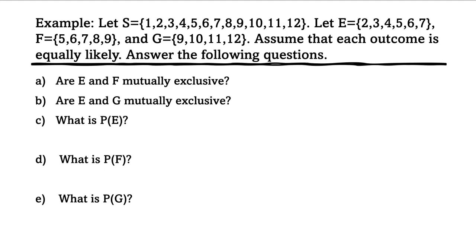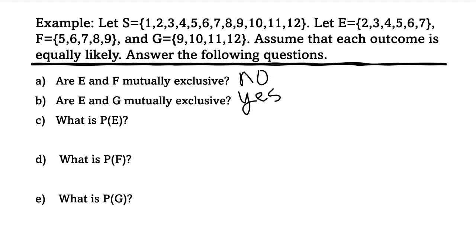All right. So yeah, we will say the answer here is no. They're not mutually exclusive. What about E and G? Are E and G mutually exclusive? Are they disjoint? Do they have anything in common? And as you can see, E has 2, 3, 4, 5, 6, and 7. G has 9, 10, 11, and 12. They have nothing in common. So yes, they are mutually exclusive.